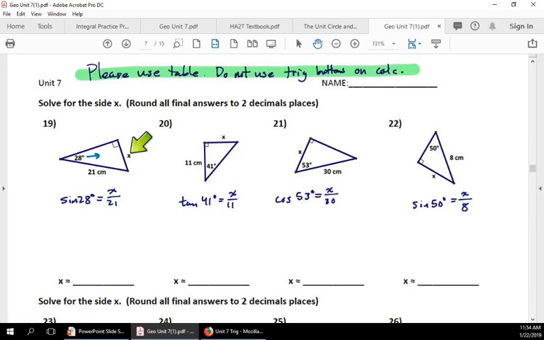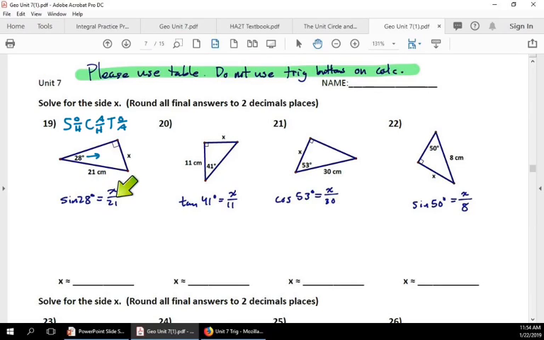So because we're using opposite and hypotenuse, I chose to use sine. One way to remember what to use is by thinking of the acronym SOHCAHTOA. Okay, so that is sine is opposite over hypotenuse. Cosine is adjacent over hypotenuse, and tangent is opposite over adjacent. Okay, so I chose to use sine because we have the opposite side and the hypotenuse side.